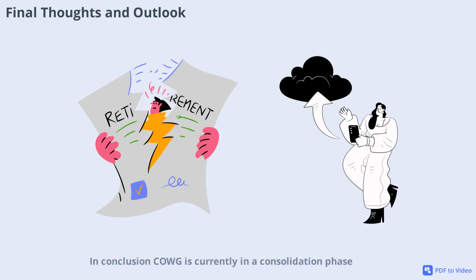In conclusion, COWG is currently in a consolidation phase, with technical indicators suggesting a neutral outlook. While the stock is trading near its highs for the year, there is little evidence of strong momentum or trend. Traders should remain patient and vigilant, watching for any shifts in volume, volatility, or key indicator readings. As always, thorough analysis and disciplined execution are the keys to successful trading.